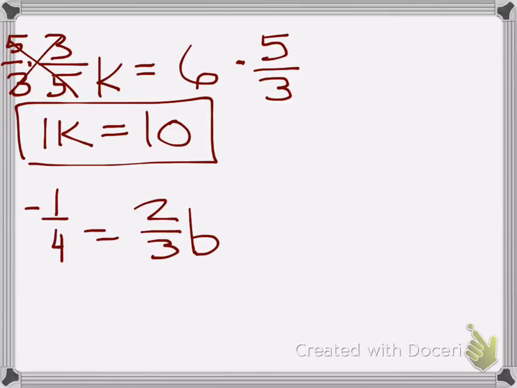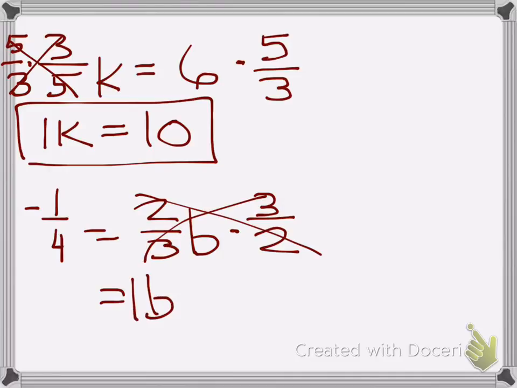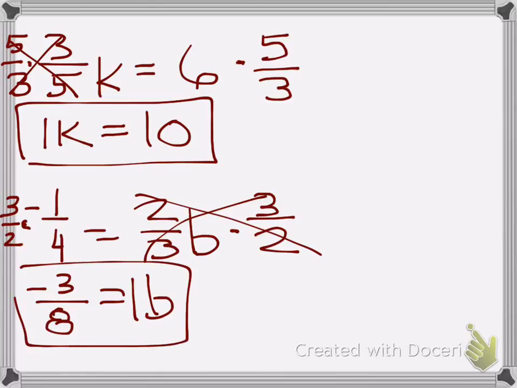Now we need to go to this next one, which is 2/3 b equals negative 1/4. We need to cancel out 2/3, so we need to multiply by the reciprocal. That gives us 1b, and we do that on both sides. Multiply by 3/2, and that gives me negative 3/8. And that would be my answer. Because whenever I have a 1 next to the variable, that is the most simplified that I can have it.